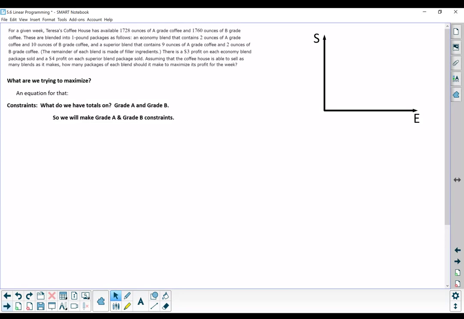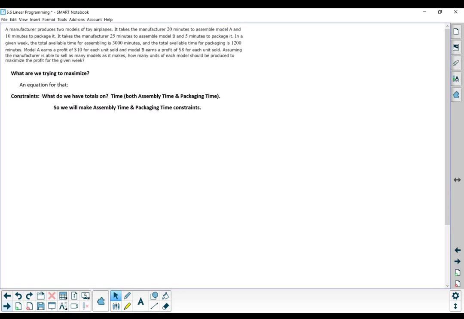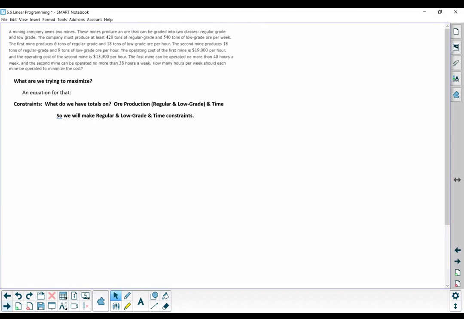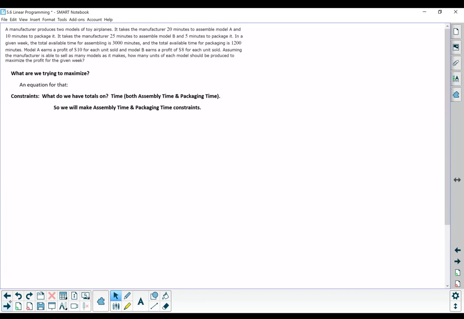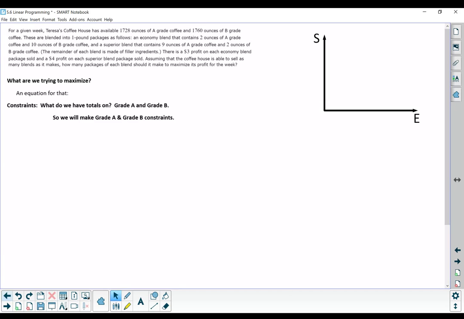So we're going to go through 3 examples. The first one is about blending together some coffee packages. We'll do one where we're manufacturing toy airplanes, and then the final one is about a company trying to manage their mining operations, minimizing the cost of running those mines. I'm going to go through those 3 problems. I wish I could do less examples with you, but I feel like it takes a few examples before you get a good handle on the process.